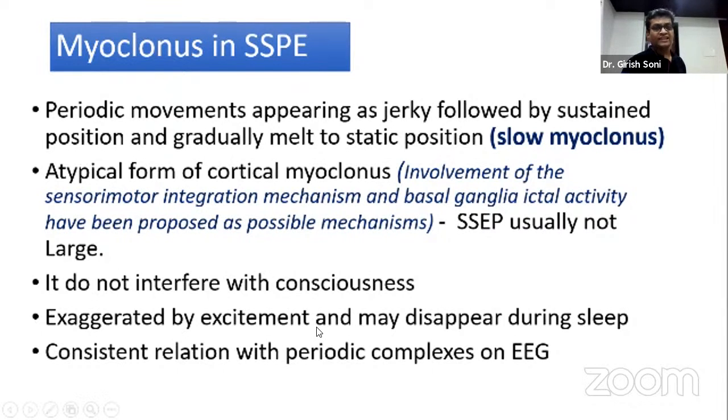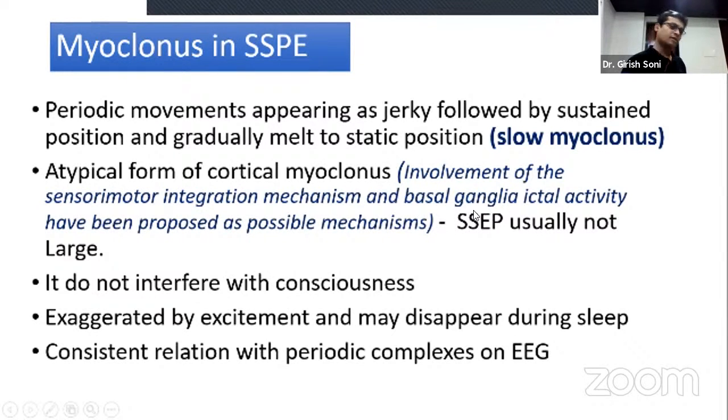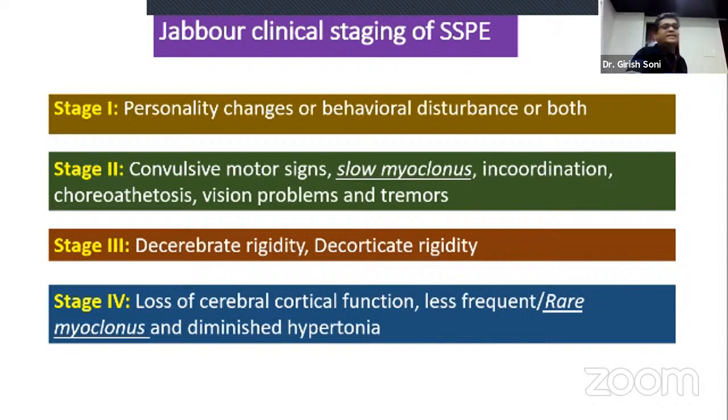Hence, in such situations, the SEPs are usually not giant or large. It doesn't interfere with consciousness. It is exacerbated by excitement, action, and may disappear during sleep. They have consistent correlation with periodic complexes on EEG. This slow myoclonus usually appears in stage 2, is prominent in stage 3, and may disappear in stage 4. They are usually absent in stage 1, where patients have subtle personality changes, behavior changes. Seizures and myoclonus start in stage 2, with movement disorder, or cortical blindness, chorioretinitis, optic atrophy.